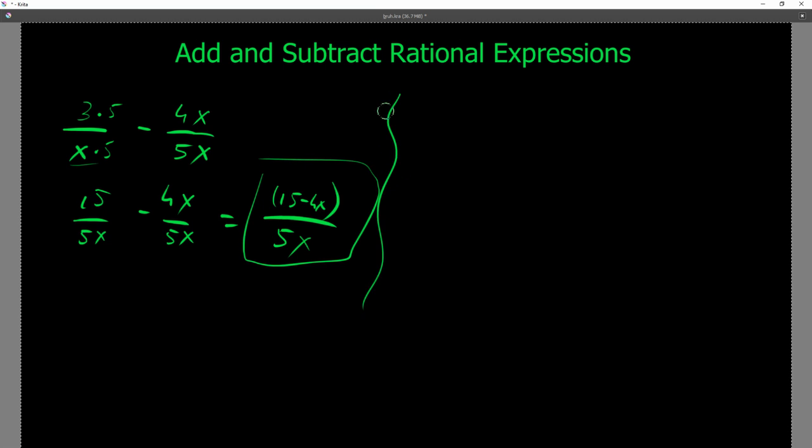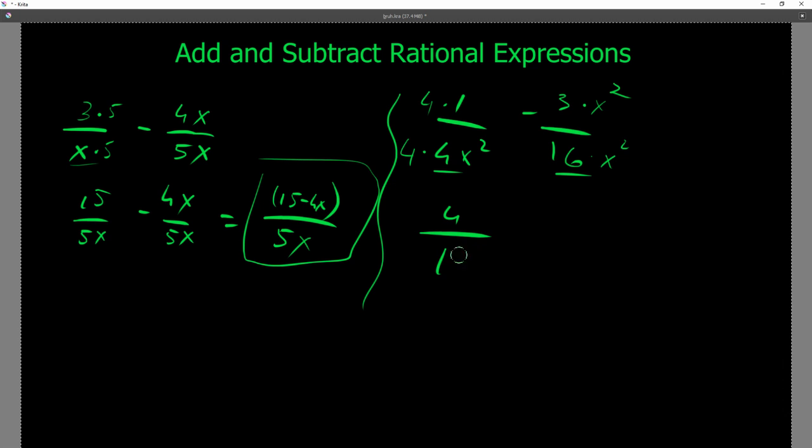All right, I'm going to do another example. I have 1 over 4x squared minus 3 over 16. Now it's a mix of numbers and variables. Let's look at the numbers separately. I have a 4 and here I have a 16. What does the 16 have that the 4 doesn't? 16 is 4 times 4. This one is only 4, so I multiply by 4. And this one has an x squared and this one doesn't, so I need to multiply by x squared here. Now I have 4 over 16x squared minus 3x squared over 16x squared.